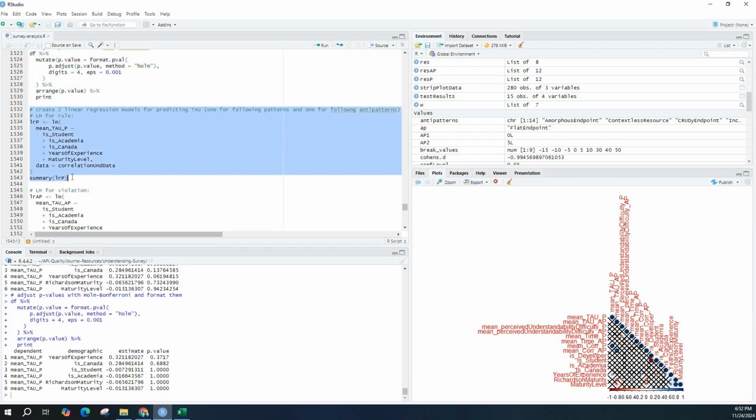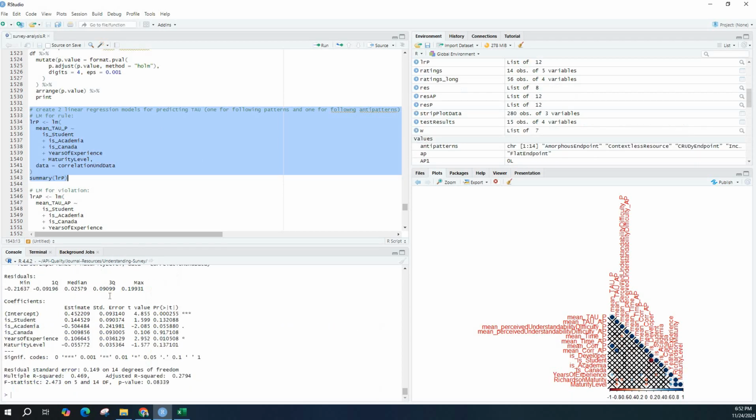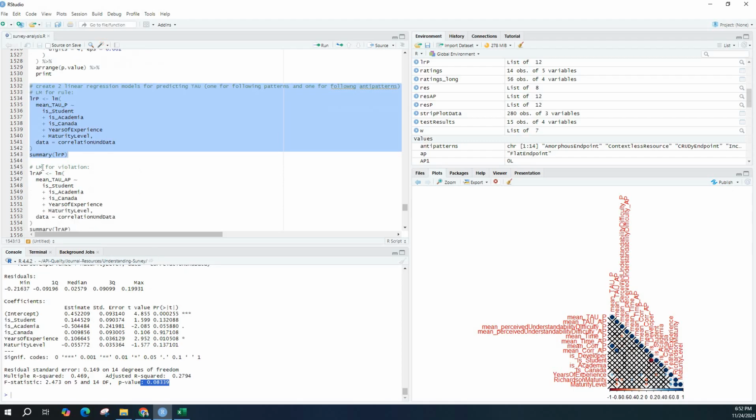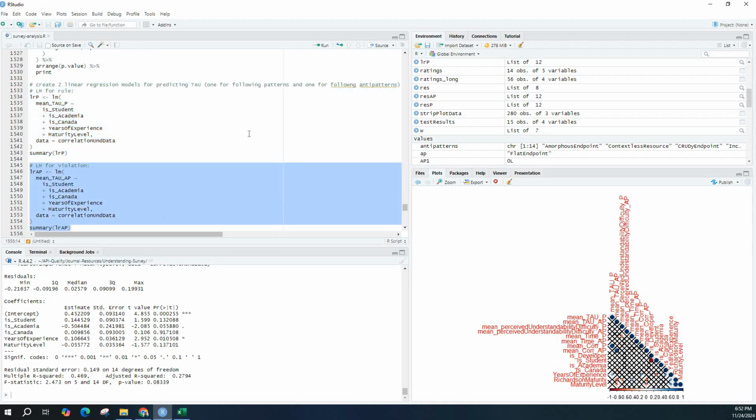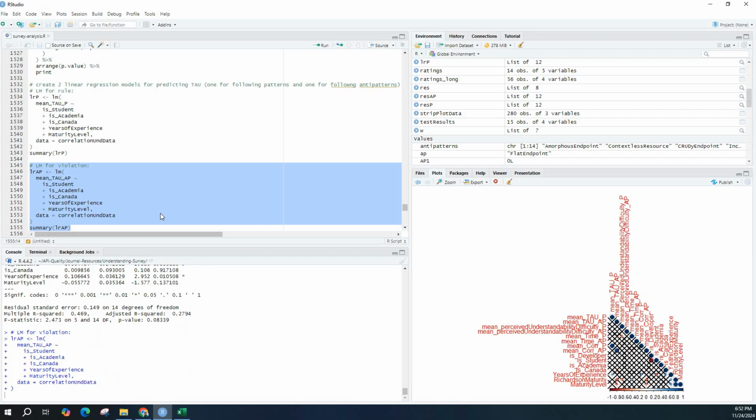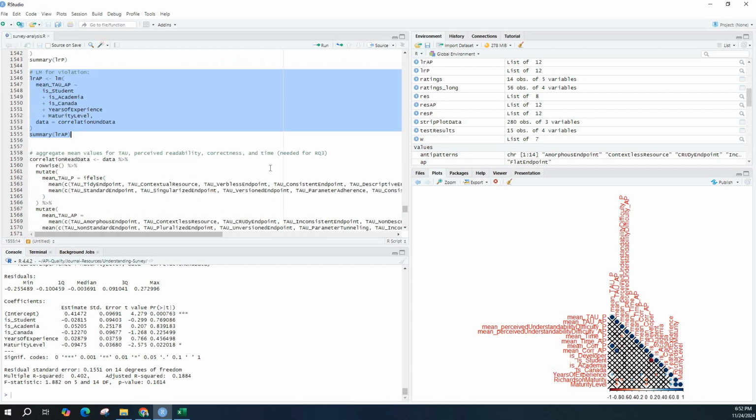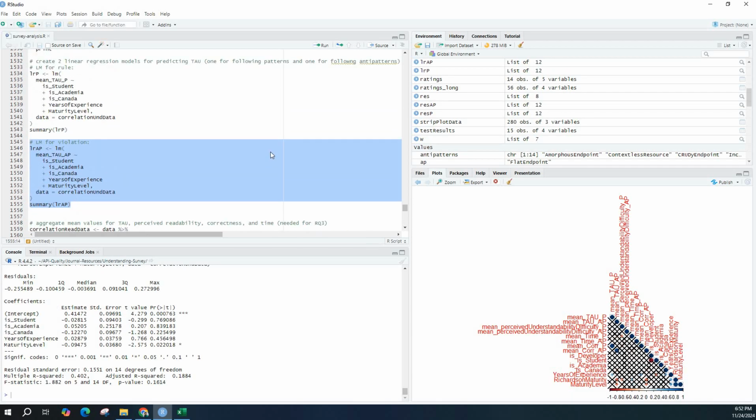We also generated a linear regression for predicting tau. As you can see, the multiple R squared is small, the adjusted R squared is also small, and the p-value is also small, so it's very negligible. So from all these experiments, we can see that this demographic information does not really play a role in terms of understanding readability. Thank you so much.